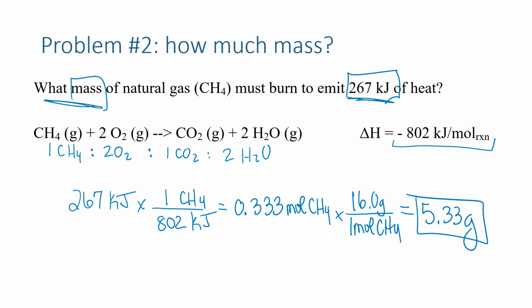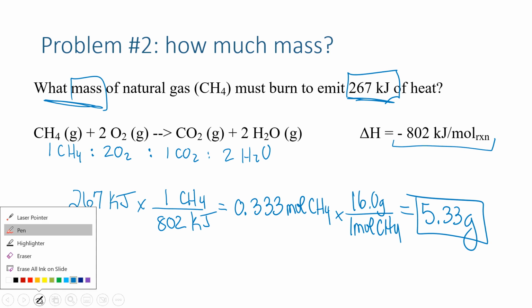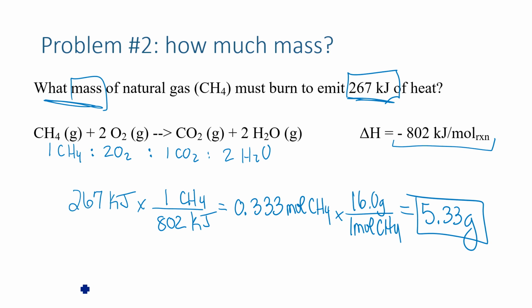So that's one way you can set it up. I'm going to show you another way of thinking about it as well. So we can also think of it as saying, okay, I want to produce 267 kilojoules of energy.